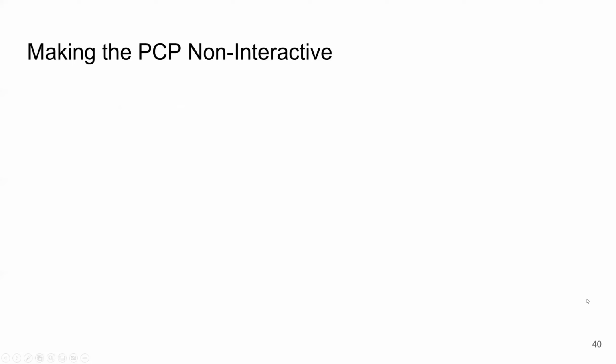So how do we make this PCP non-interactive? The idea is, instead of the verifier generating the random bits, let's have the prover generate the random bits that it's going to send over. Because the only thing that the verifier was sending the prover was the randomness. The verifier comes up with the randomness, and the verifier sends those random bits over to the prover. Why don't we just let the prover generate the random bits?